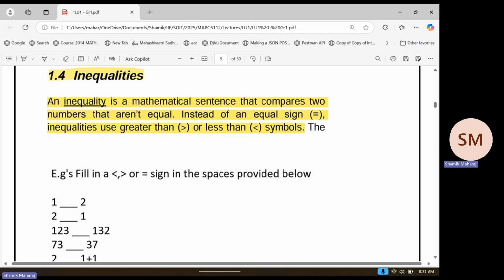Okay, inequalities. I'm not going to spend too much time on this because I think most people know what these mean. But let's just check. We have less than, greater than, less than or equal to, and greater than or equal to. These are the 4 inequalities we will deal with.